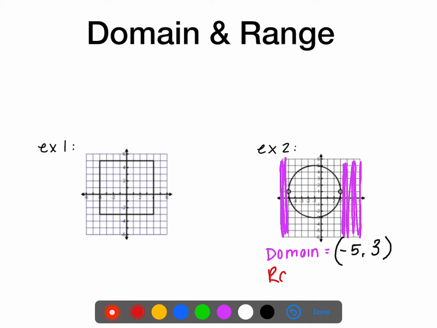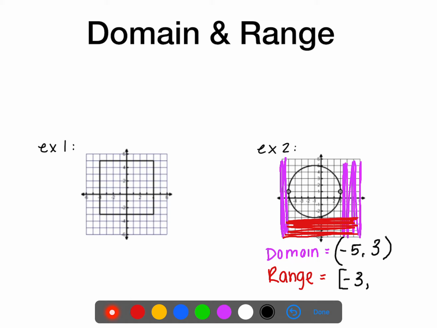Then I'm going to do my range. Start from the bottom until I get to the graph. And I get to the graph right when I hit -3. But now there's no open circle there. That line is just a connected line. So because there's no open circle, I use my bracket.